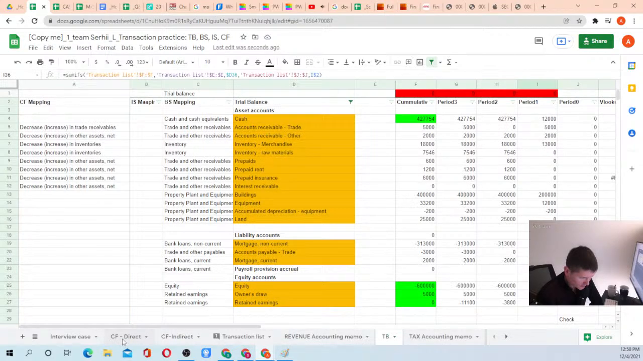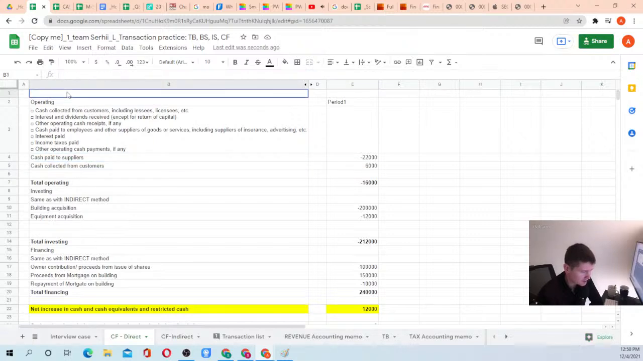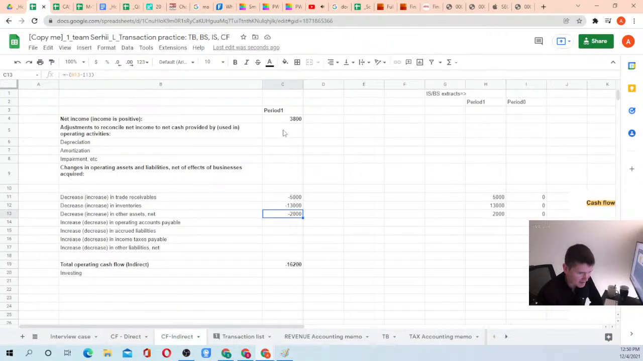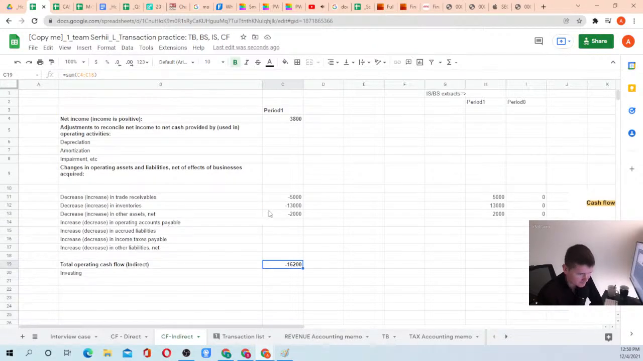If we go take a look at direct cash flow, it shouldn't reflect depreciation anywhere. Depreciation is non-cash, it's not included in the direct cash flow method. But in the indirect cash flow, you see our net income adjusted for $200. And our operating cash flow is now not correct.